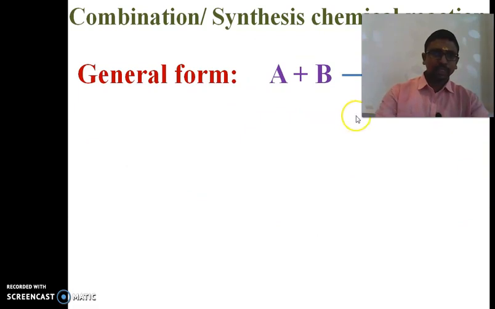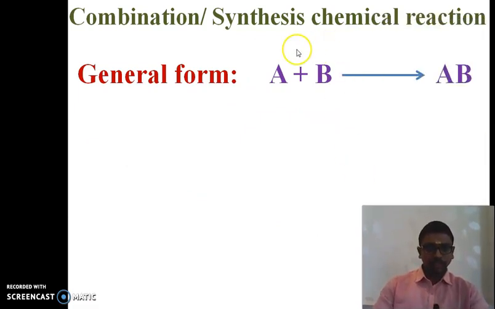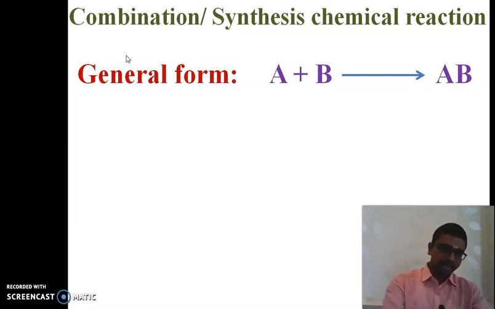First we will see the general form. The general form means two components or elements A and B, with some external factors, combine and form a new product, known as combination or synthesis chemical reaction.